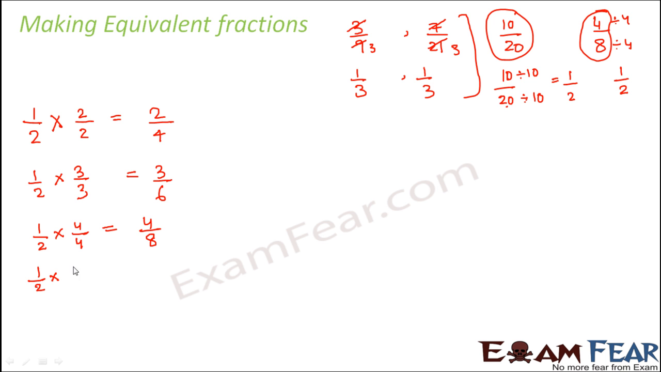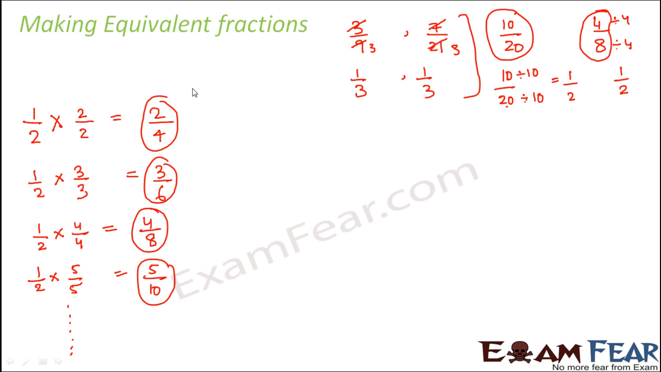1 by 2 multiplied by 5, so you get 5 by 10. And so on. This can continue till infinity, because you have whole numbers extending till infinity. But these fractions which you are getting, 2 by 4, 3 by 6, 4 by 8, 5 by 10, are all equivalent fractions. And these are all equivalent to 1 by 2. So in this fashion, we can make equivalent fractions of a given fraction.